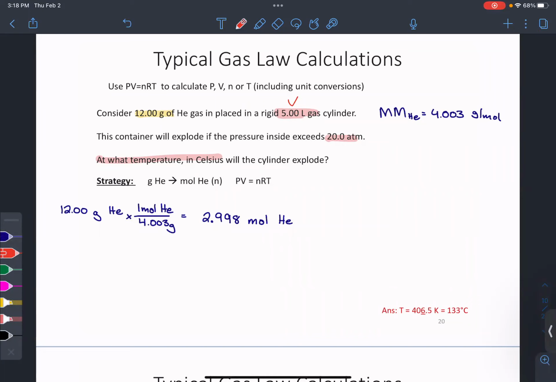Okay, so there's my volume, 20 atm, there's my pressure. And it's asking for a Celsius temperature. So that's what it's looking for here. So when we use PV equals nRT, we have pressure, we have volume, we're solving for temperature. R is a constant, so we don't need that.